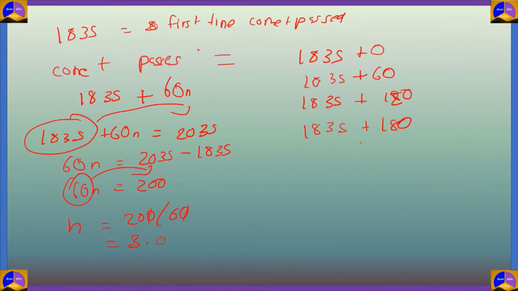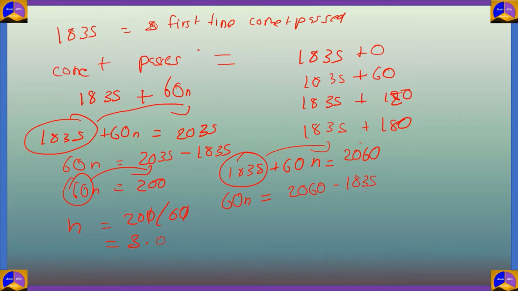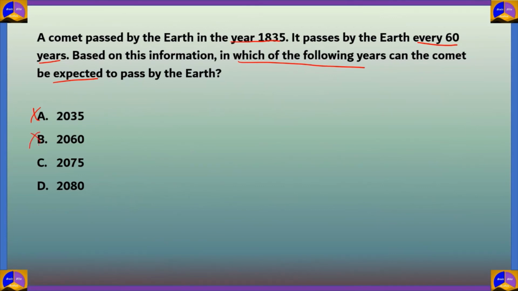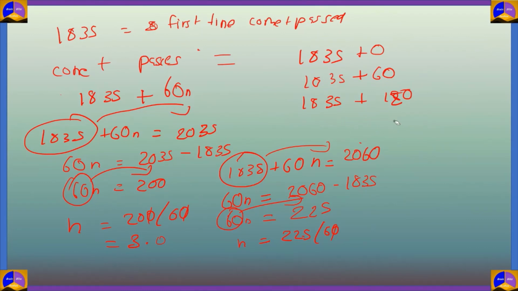Now option B is 2060. Let's try it. 1835 plus 60n is equal to 2060. Now we take 1835 to the other side, we get 60n equals 2060 minus 1835, which equals 225. Now we take 60 to the other side, and it'll be equal to 225 by 60. So 22.5 divided by 6. Now 22.5 is not completely divisible by 6. So option B is also incorrect.